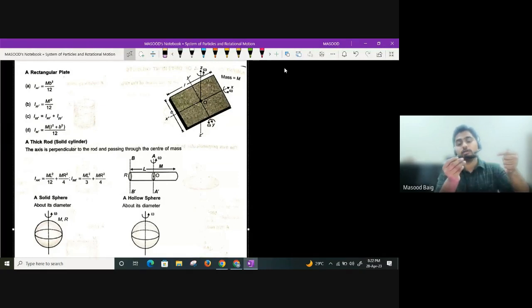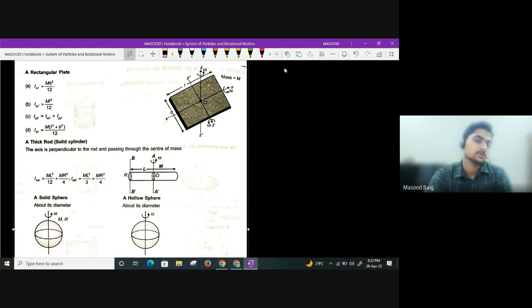Moment of inertia about an axis passing through center and along the length, guys. One we took perpendicular to the length, it is ml square by 12. Perpendicular to the length and passing through one of the end, ml square by 3. Passing through one of the end, inclined to the rod, ml square by 3 sine square theta. But if it is passing through center and along the length, the moment of inertia will be 0, guys.